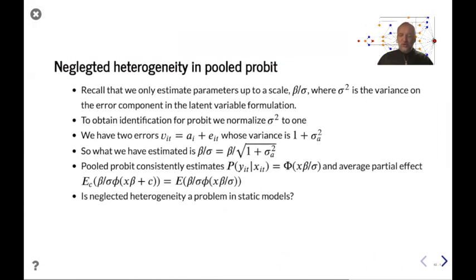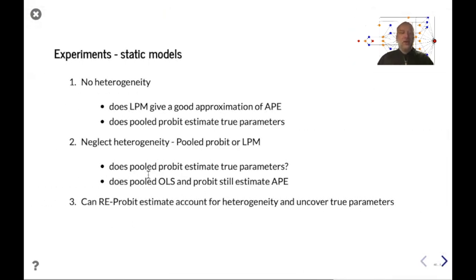Okay, now let's return to the next question we had on the plan. Should we use pooled probit or LPM? I think this is a little bit out of place. What I wanted to analyze next is, in case we have heterogeneity, does a pooled probit actually estimate the true parameters if we are neglecting that heterogeneity? That's actually what we just looked at.